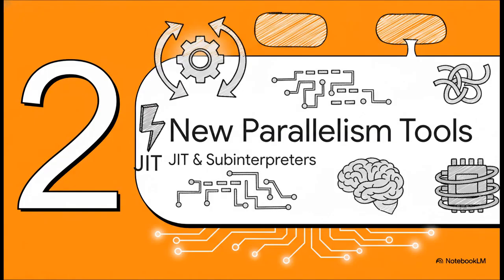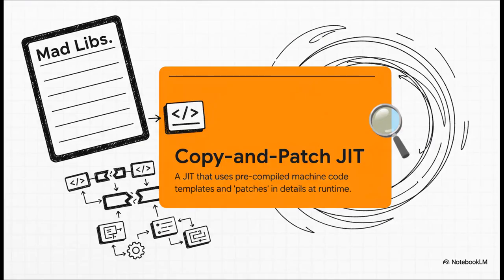Okay, so we've talked about the cost. Now let's talk about the new toys we get to play with to actually leverage all this power. We're going to look at two big ones, the brand new JIT compiler and subinterpreters. First up, the JIT. Now, if you hear JIT and think of something big and heavy like the JVM, just stop. This is totally different.